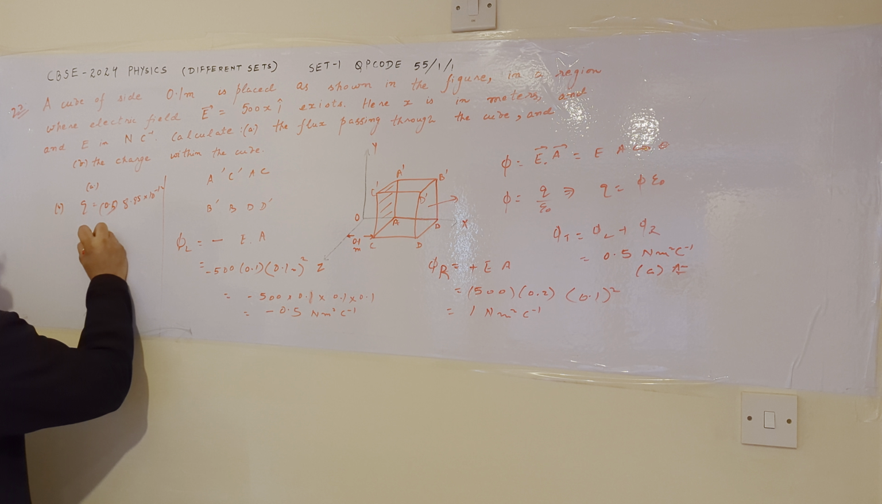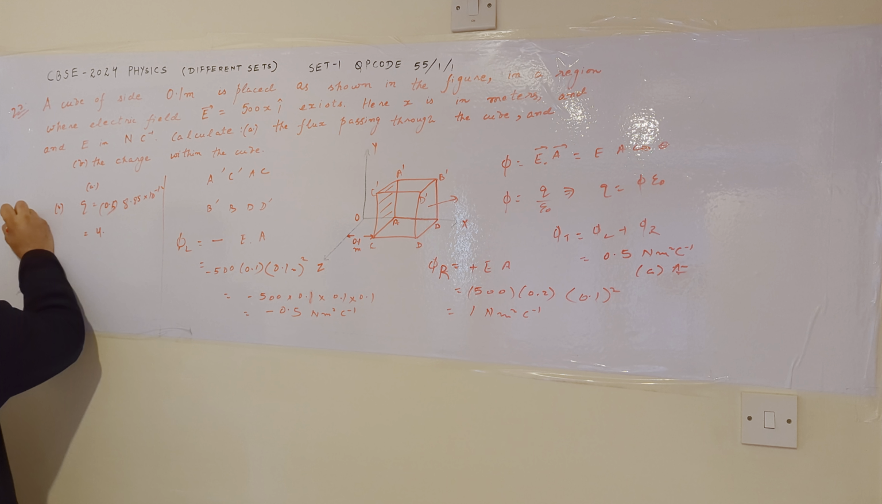So we get this value as 8.85 divided by 2, which is 4.425. So Q is 4.425 into 10 to the power minus 12 coulombs. This is the answer of the second part of the problem.